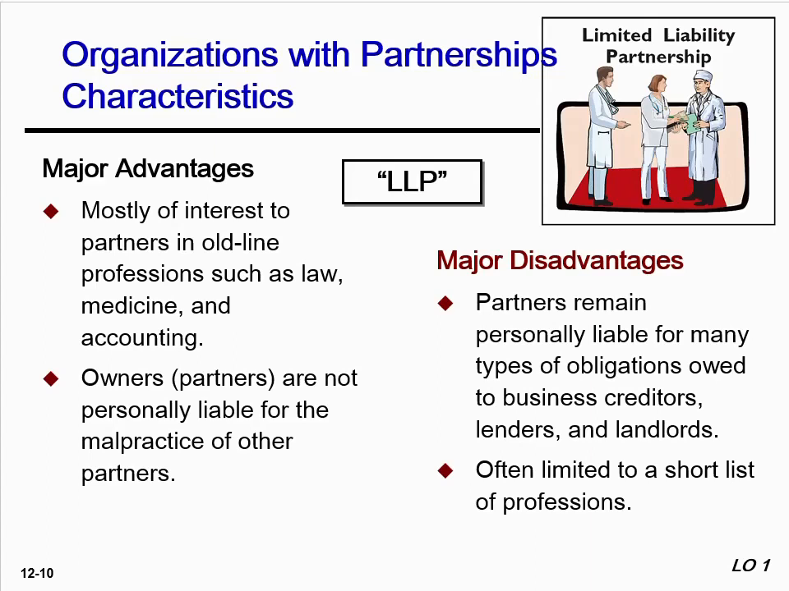What are the disadvantages? Each partner remains liable for his acts, whatever obligation he owes to the business creditors or lenders or landlords or whatever customers he's dealing with, he remains personally liable to them. And usually this type of partnership is for specialized professions, so it's not common like a limited partnership. So this was the second category.